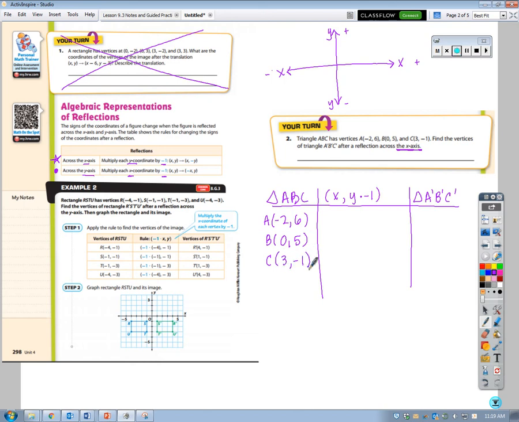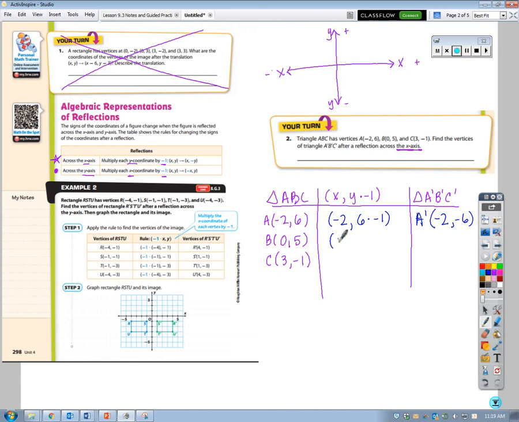Okay, now I'm going to apply the rule. So when I apply this rule, I need to make sure that I know that x is not going to change. Y is going to be multiplied by negative 1. So this is reflected across the x-axis. X stays the same. Y is the one that changes. So negative 2, nothing happens there. And then I've got 6 times negative 1. Well, let's make sure we got correct notation. A prime, negative 2, and 6 times negative 1 is negative 6. So that's my new coordinate there for A prime.